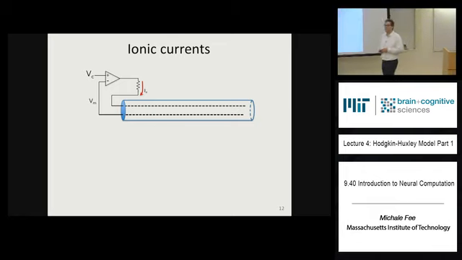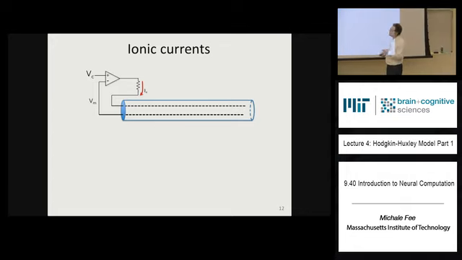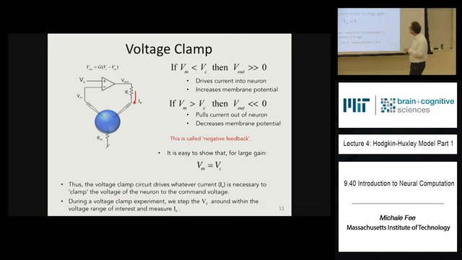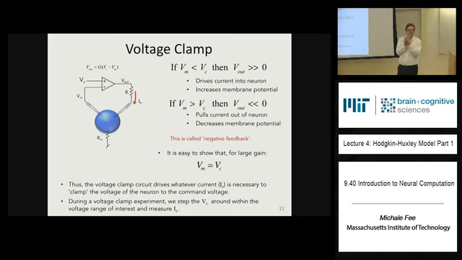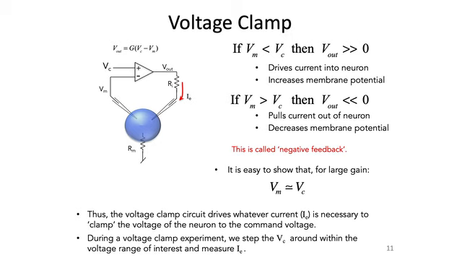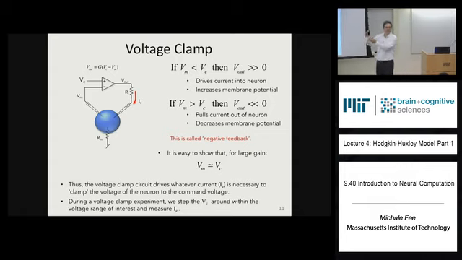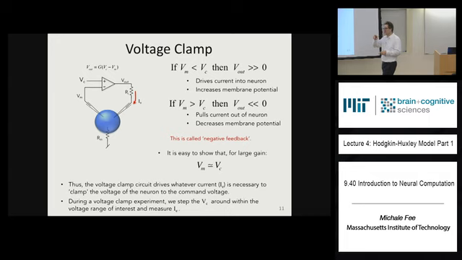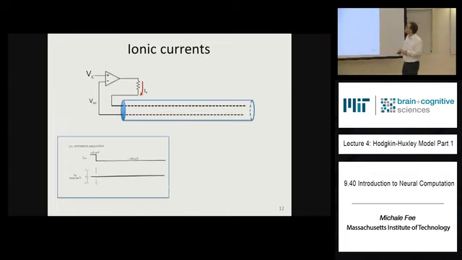Okay? Yes? Sorry, what is the command? VC is the command voltage that you're trying to set the inside of the cell to. Okay? Remember, VC is what you're controlling as the experimenter. You're setting the voltage with that command. Okay? The voltage clamp then holds the inside of the cell at that command voltage, and then you're measuring the current with this device. There's a readout that tells you how much current it's putting into the cell, or it goes onto an oscilloscope because it's time dependent. Okay?